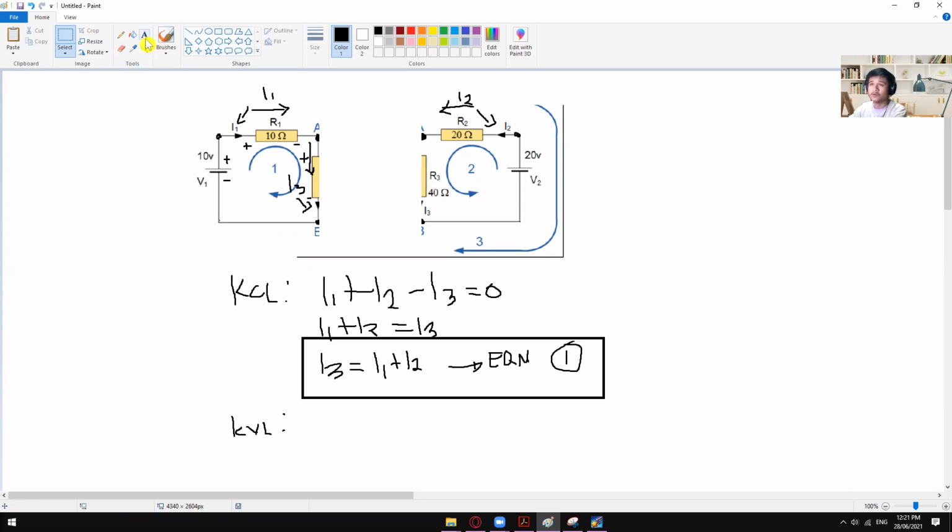So to have a KVL, first is the voltage source, which is 10 volts. I will get the sign, or the polarity. This positive sign right here, the outer part of this component. So I will get positive 10 volts, followed by the voltage drop on the R1.